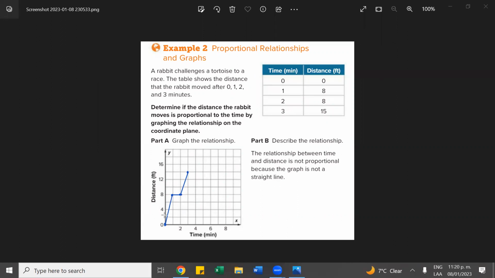Okay, if we see right here, it begins in the origin, so it complies with the first characteristic. But if you see the graph, it's not a straight line. So that means this is a non-proportional relationship. Okay, good.